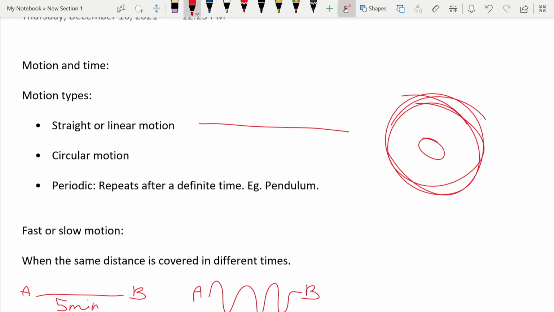Now what happens in a pendulum? This is a pendulum and it's moving from there and then it's coming back and then going to that side, and then it's coming back and then going on that side. So what is it? Periodic.